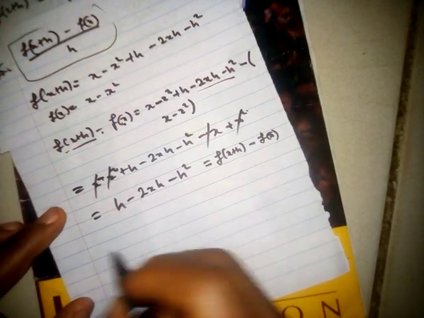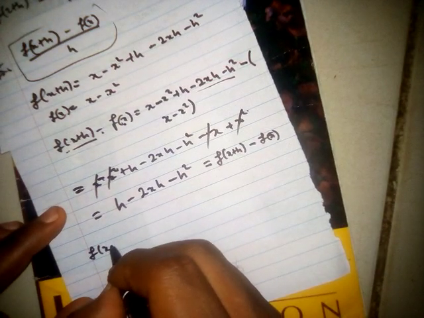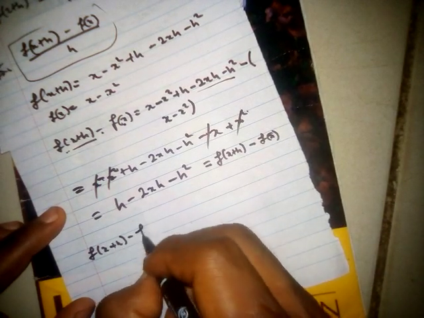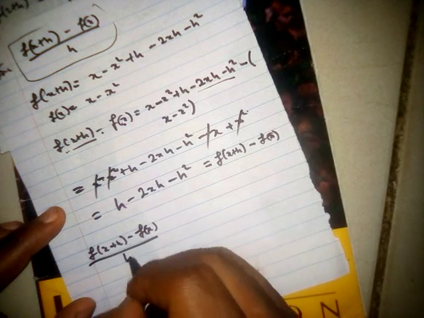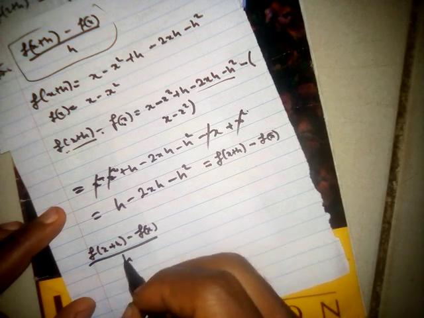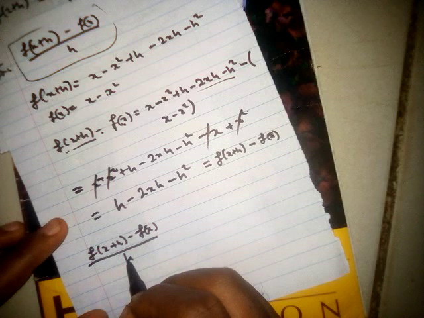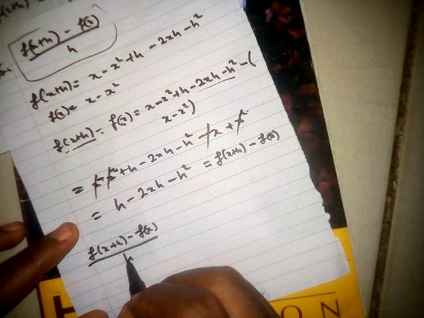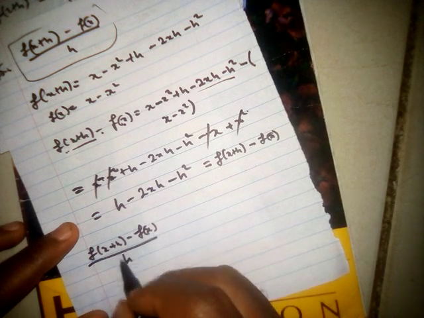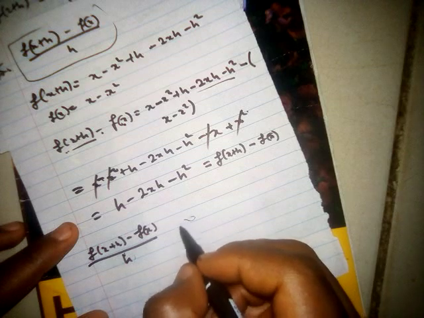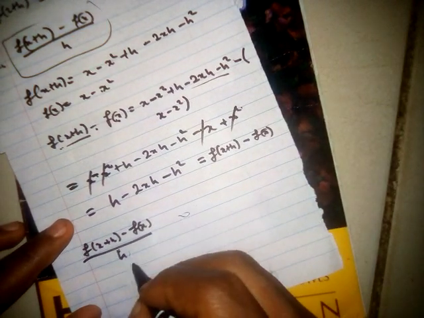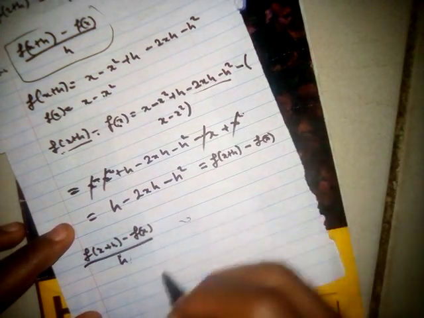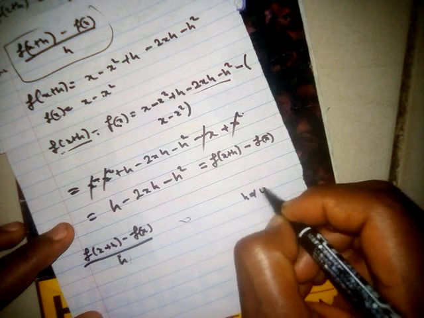So the last thing we are going to do is f of x plus h minus f of x all over h. Remember, h must not be equal to 0. If h is 0, this question becomes undefined. That is, we would be dividing this function by 0, which is undefined. That's why we say h must not be equal to 0. That is h not equal to 0.